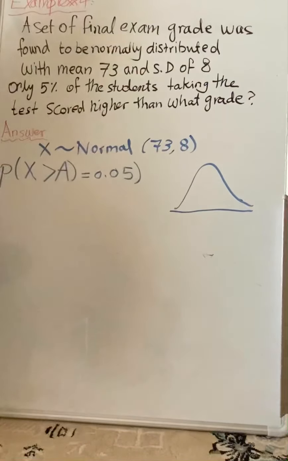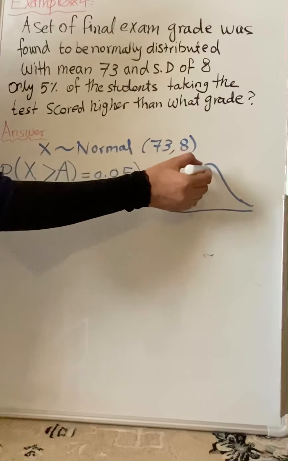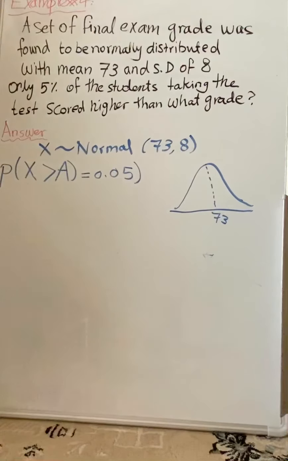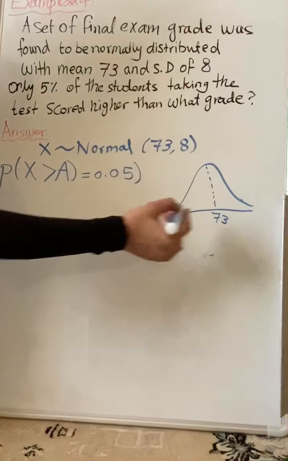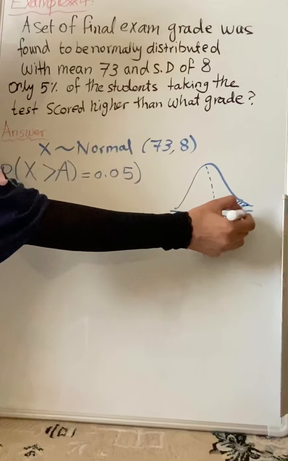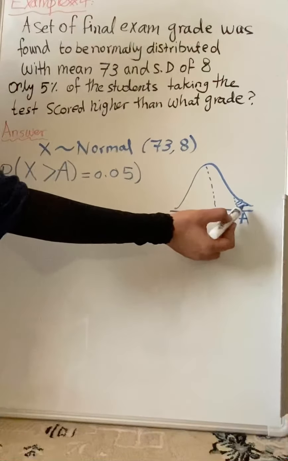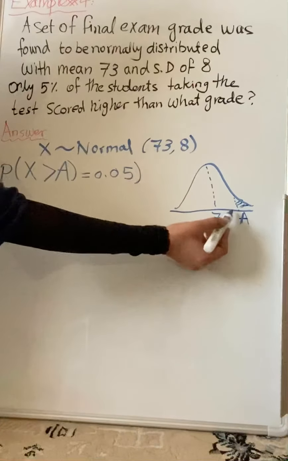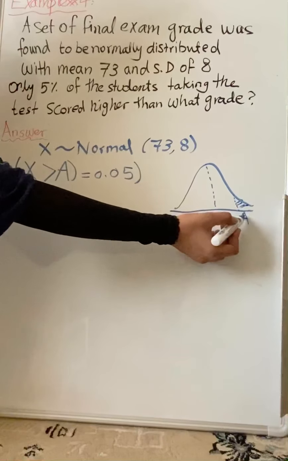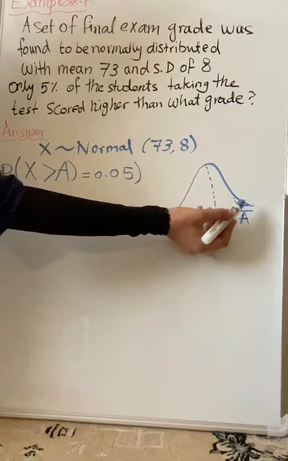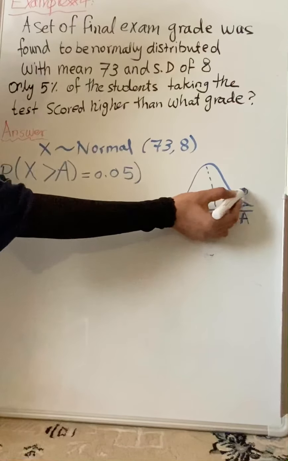This is the X normal curve. Okay, so in the middle we have 73. When we say that 5% of the students scored higher than a grade, it means we are here. We will say that there is a grade A such that 5% of the students scored higher than this grade, and we have to find what is this grade. So we are saying here that the probability that X is greater than A is equal to 5% or 0.05.